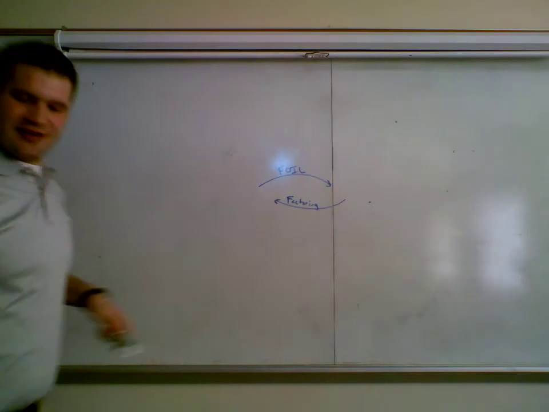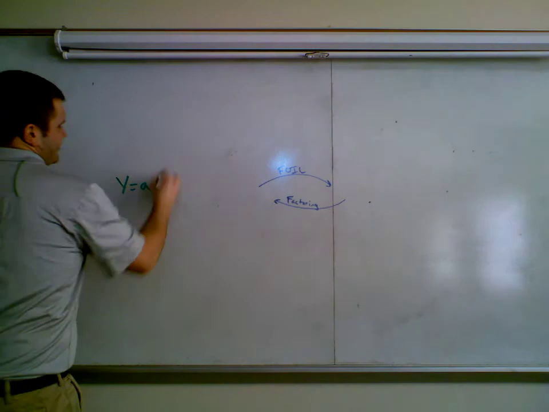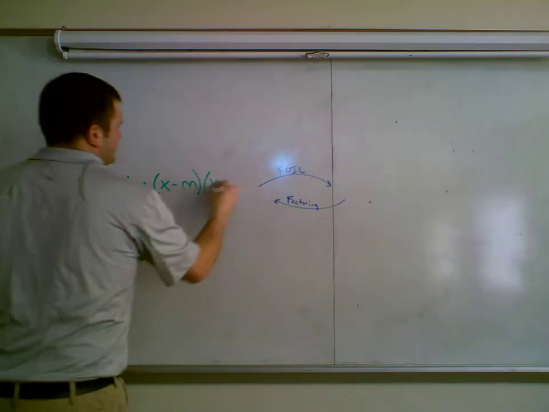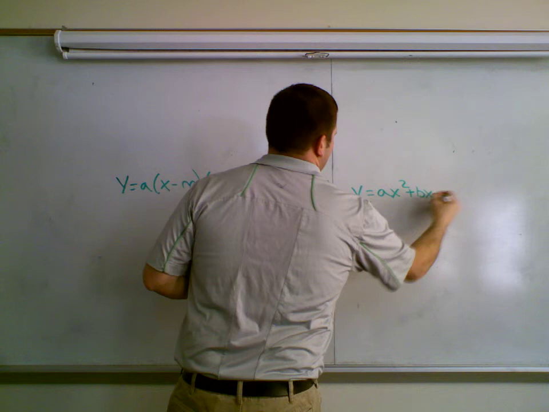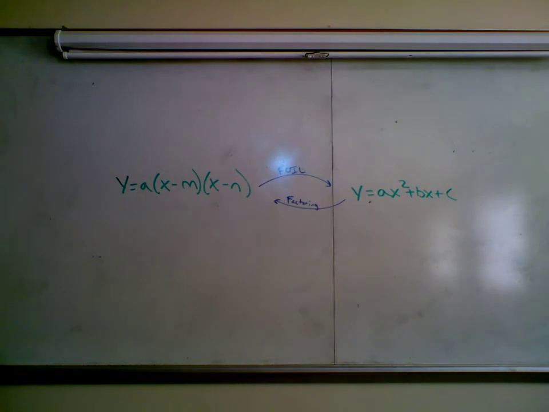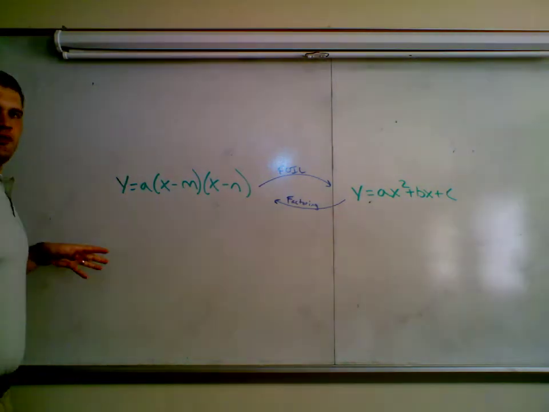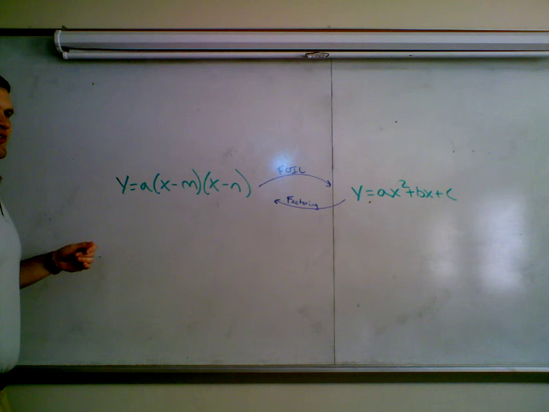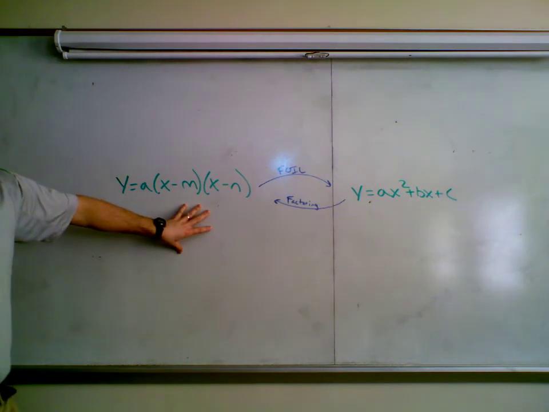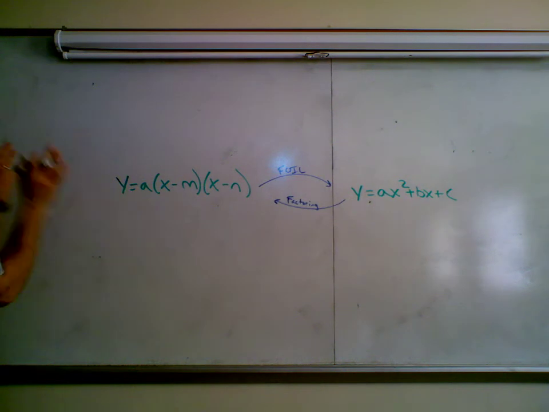So if I have y equals a times (x minus m) times (x minus n), and y equals ax squared plus bx plus c, what's the benefit of this form? What do I know right now? Your x, your y. Okay, what are m and n? X-intercepts. So this equation, once in factored form, the benefit is it tells me right now what the x-intercepts are.